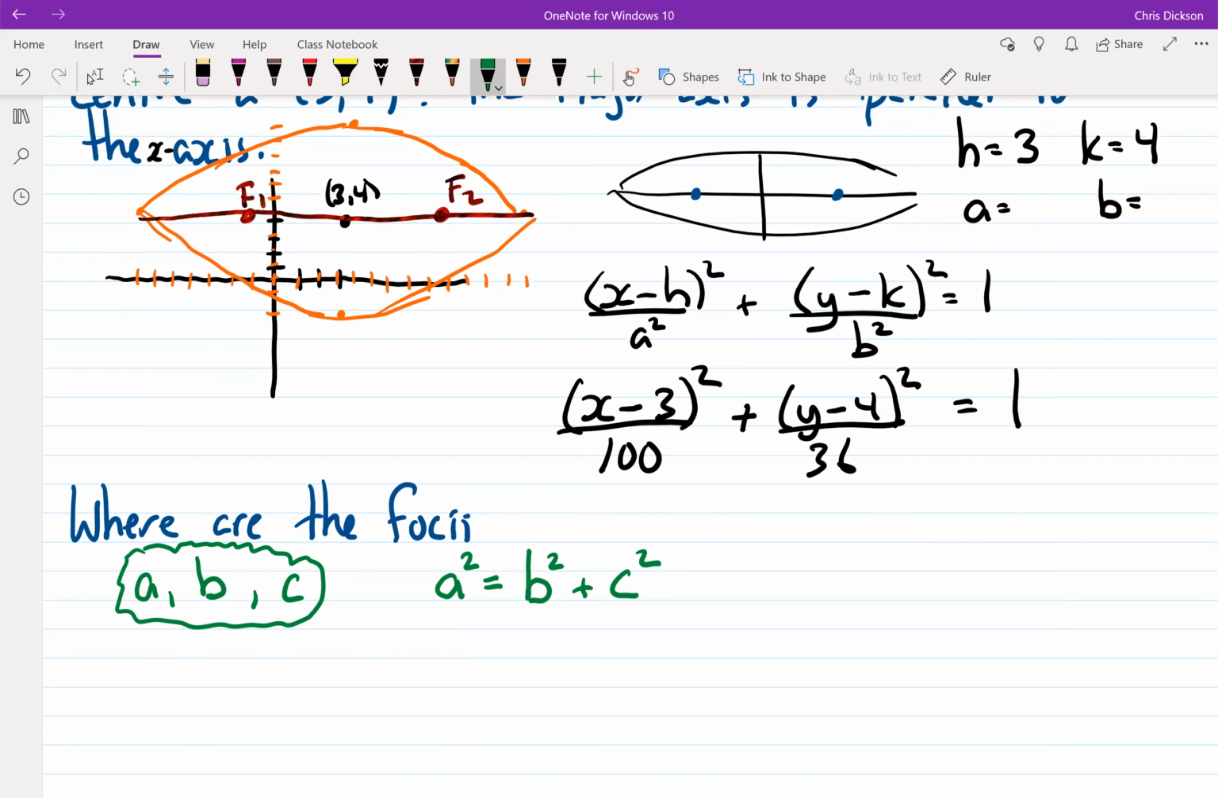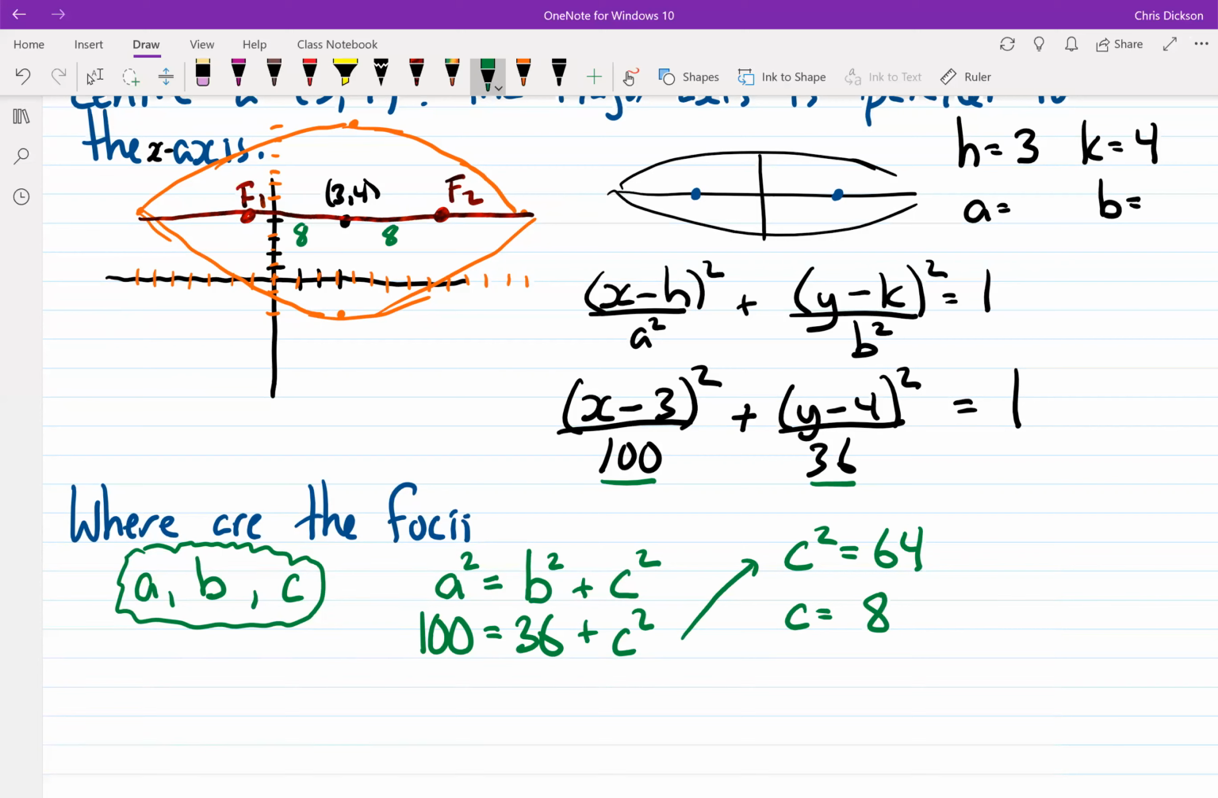So let's see if we got some numbers for this. We know that the a squared value is 100, right? That's a was 10, so that's 100. And the b squared value was 36. You can kind of see that here and here. And that's going to be equal to 100 plus c squared. So if I isolate for c squared, I would have 100 minus 36, which is 64. And then I square root both sides and I get 8. So the distance from the center to the foci is 8 units. So this would be 8 units, and that would be 8 units.